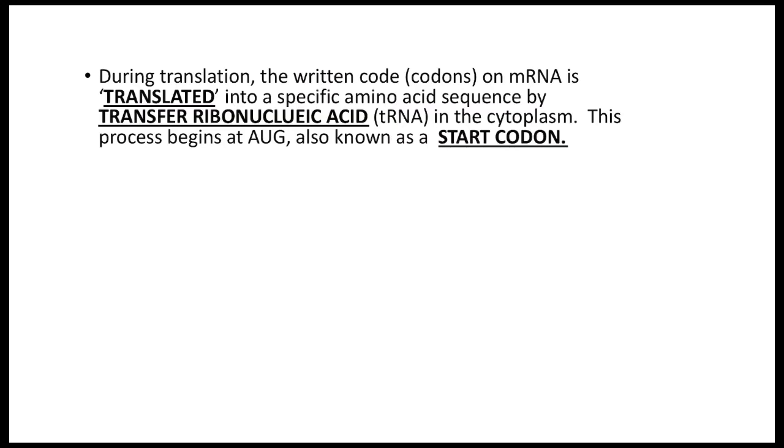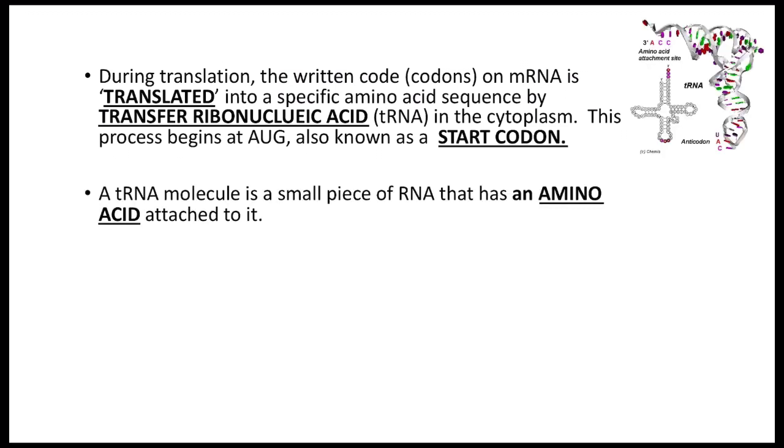During translation, the written code, codons, on mRNA is translated into a specific amino acid sequence by what is called transfer ribonucleic acid, shortened to tRNA, in the cytoplasm. This process begins with AUG, which again is our start codon. A tRNA molecule is a small piece of RNA that has an amino acid attached to it.